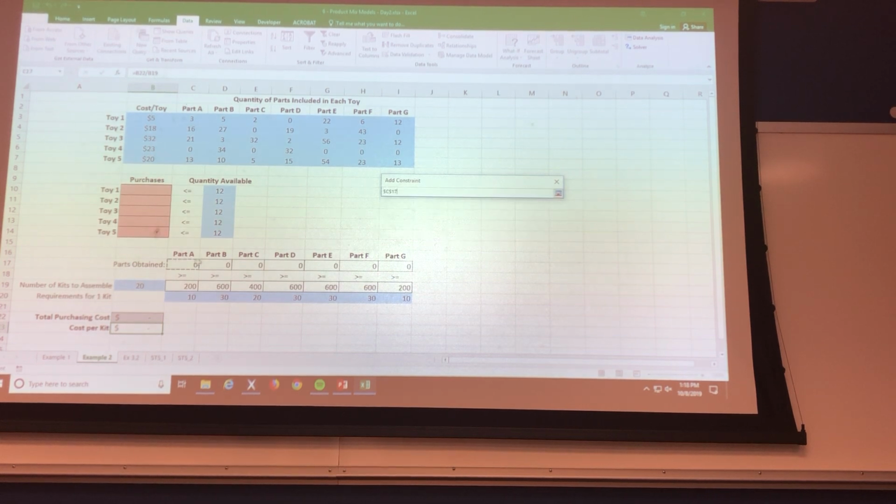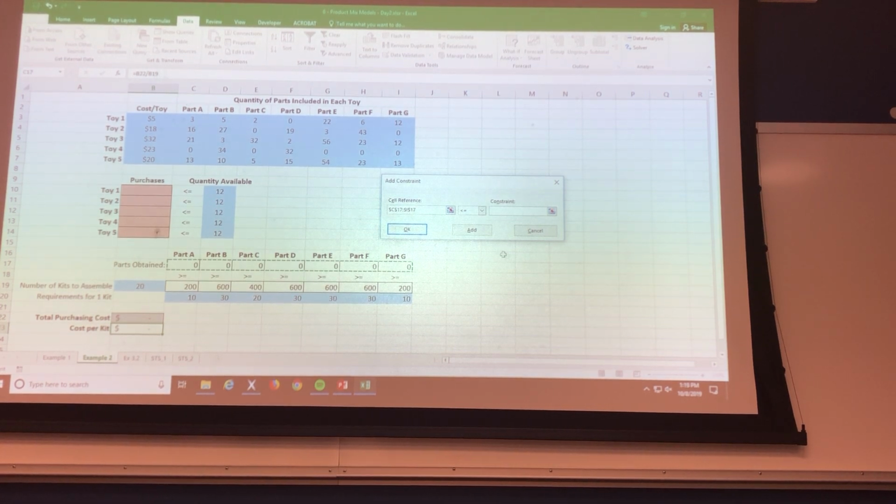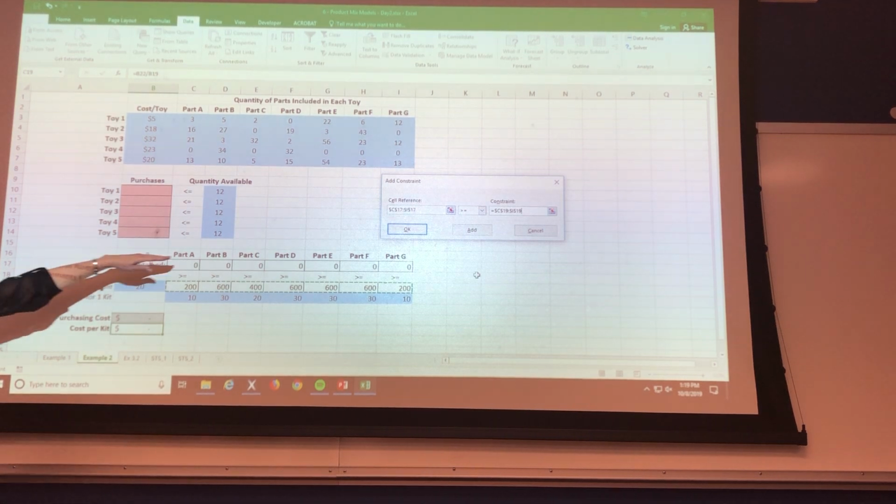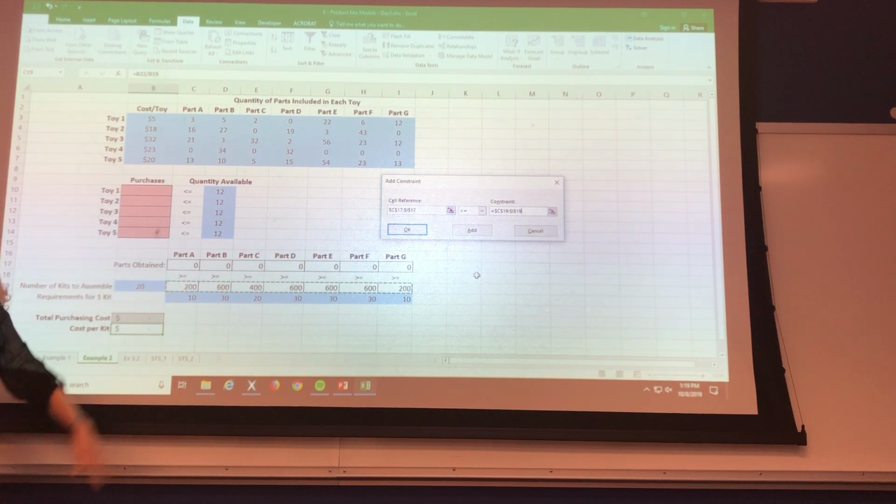Yeah, so making sure that you get all the parts that you need. So that C17 to I17 has to be greater than or equal to C19 to I19, the amount you need. Make sure that what you obtain is greater than or equal to what you need. Otherwise, you can't make 20 kids, and you have to be able to make all 20 of them.